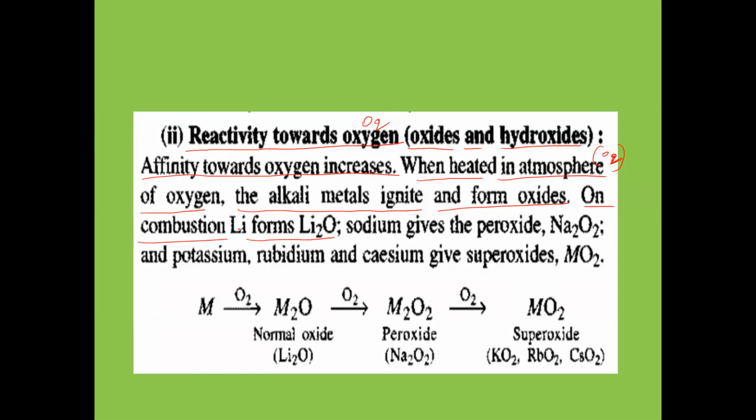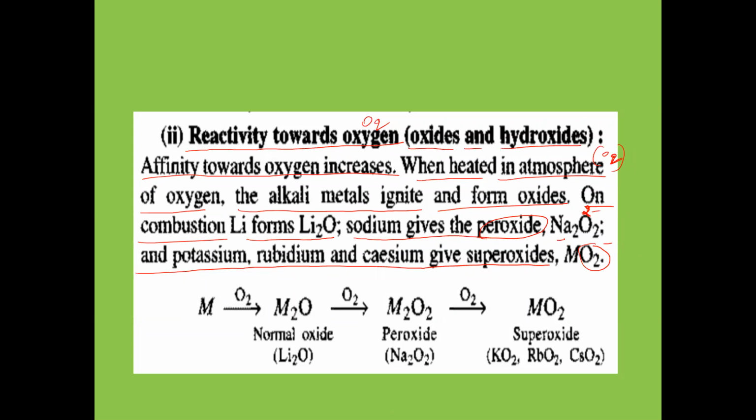So on combustion of lithium in air, it will produce what? Lithium oxide. Next, sodium will give peroxide, sodium peroxide, Na2O2. Here O2 minus 2 ion is called what? Peroxide. Na plus 1, how many there? 2 there. Na plus 2 ions are there. And potassium, rubidium, cesium, these will give superoxides. Superoxide formula is O2 minus 1. So O2 minus 1 is called what? Superoxide.